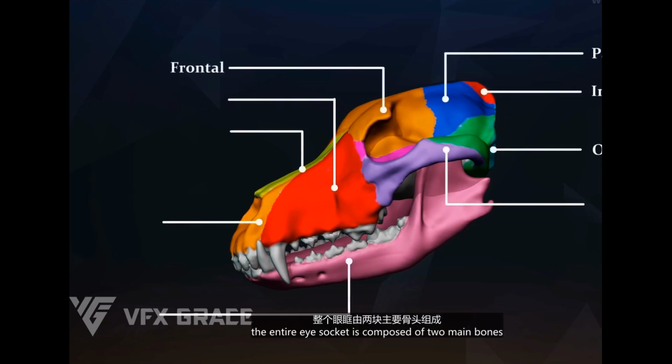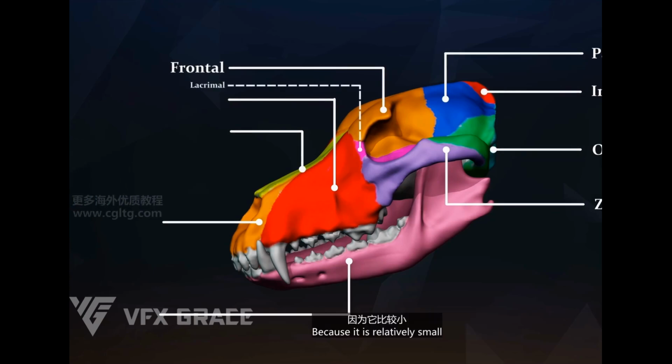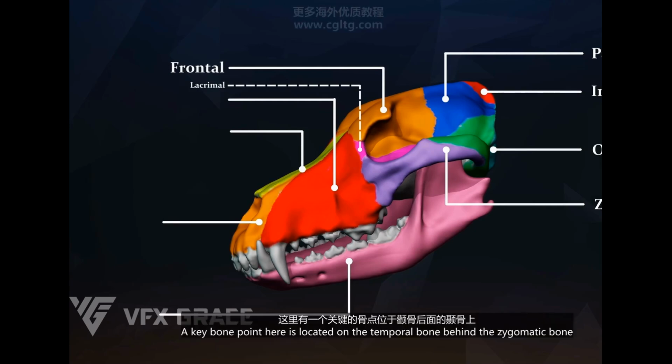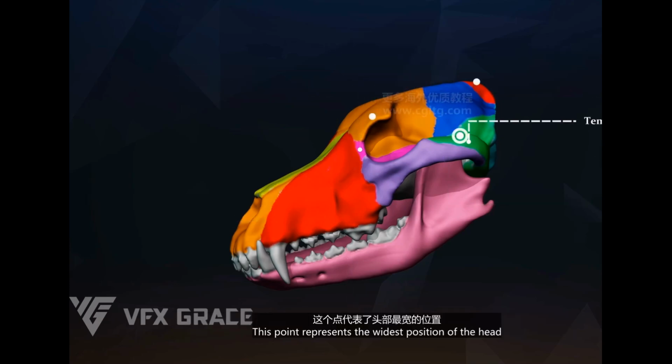Continuing on, the entire eye socket is composed of two main bones, the frontal bone and the zygomatic bone. Of course, there is also a small bone called the lacrimal bone. Because it is relatively small, it is not very important to us. The main reason it is mentioned here is that the lacrimal bone also plays a role in the eye socket's composition. A key bone point here is located on the temporal bone behind the zygomatic bone. This point represents the widest position of the head.